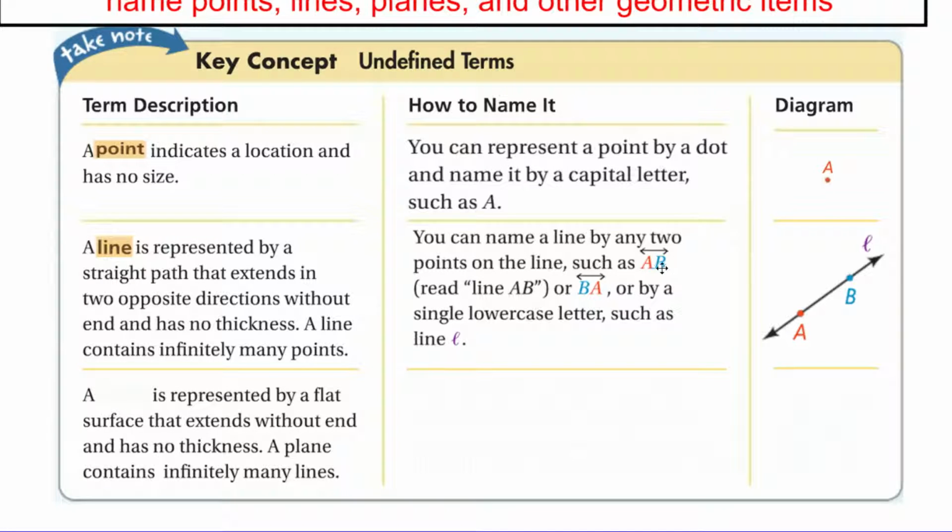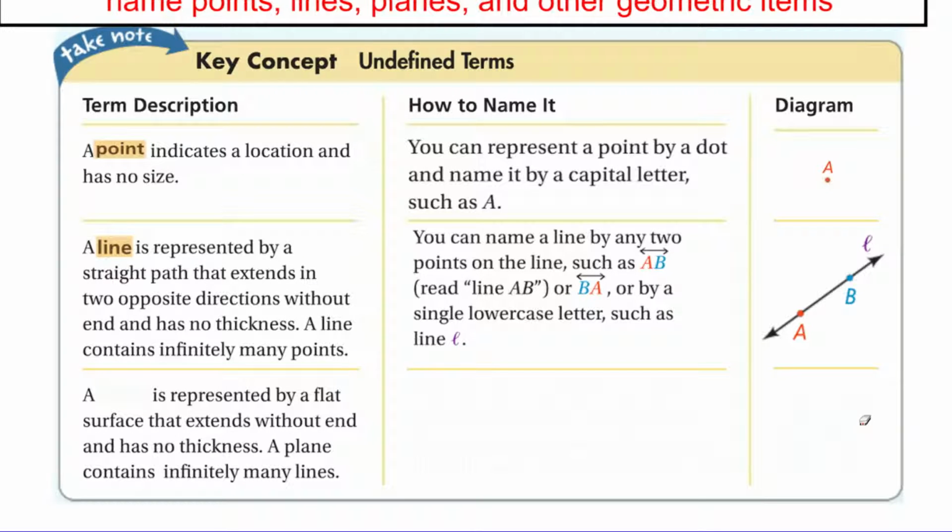If there was a third point on here somewhere, I could also use that one instead. As an example, I could come up here and add another point and say there's a point in here called C, and I could also call this line CB or CA or AC or BC, and those would all be valid ways of naming it too. We'd be talking about the same line, even though we're using different points to name it.